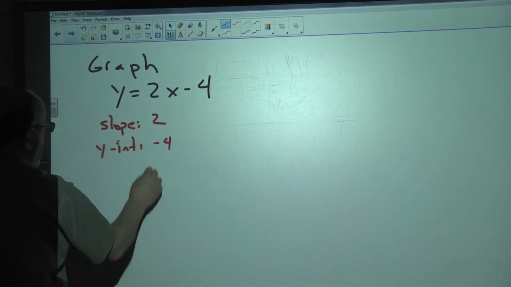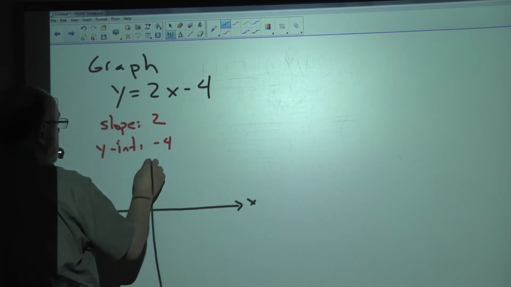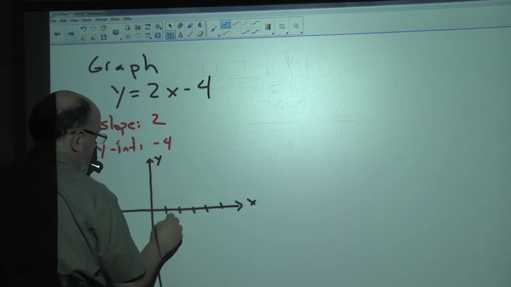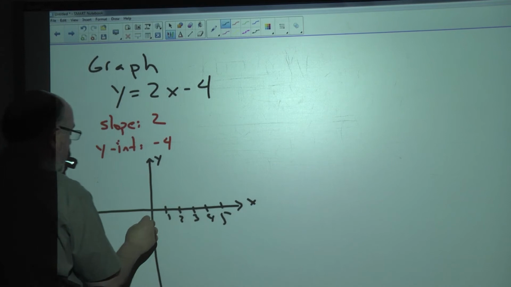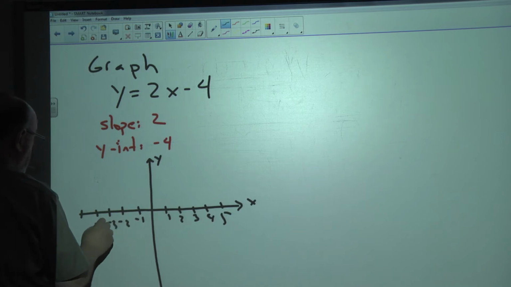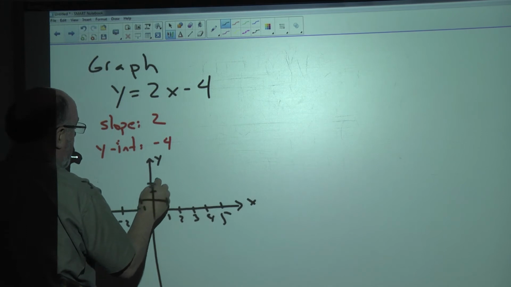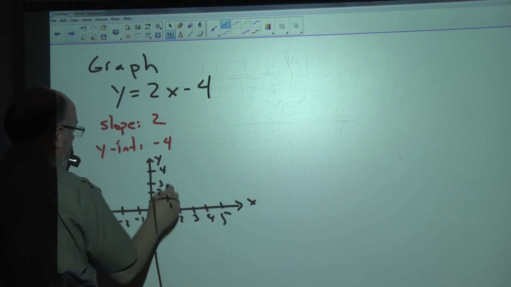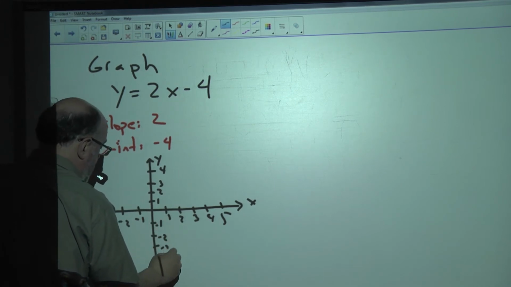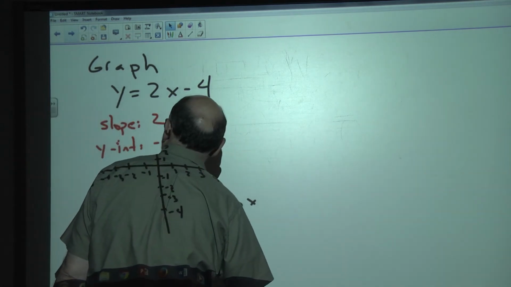So if we make a graph, okay, so in terms of this is the x-axis, this is the y-axis, going to the right is positive. 1, 2, 3. Going to the left is negative. On the y-axis, going up is positive. And then going down is negative. So we have in terms of our coordinate system, right? So now I want to graph this one. Well, the y-intercept is -4.